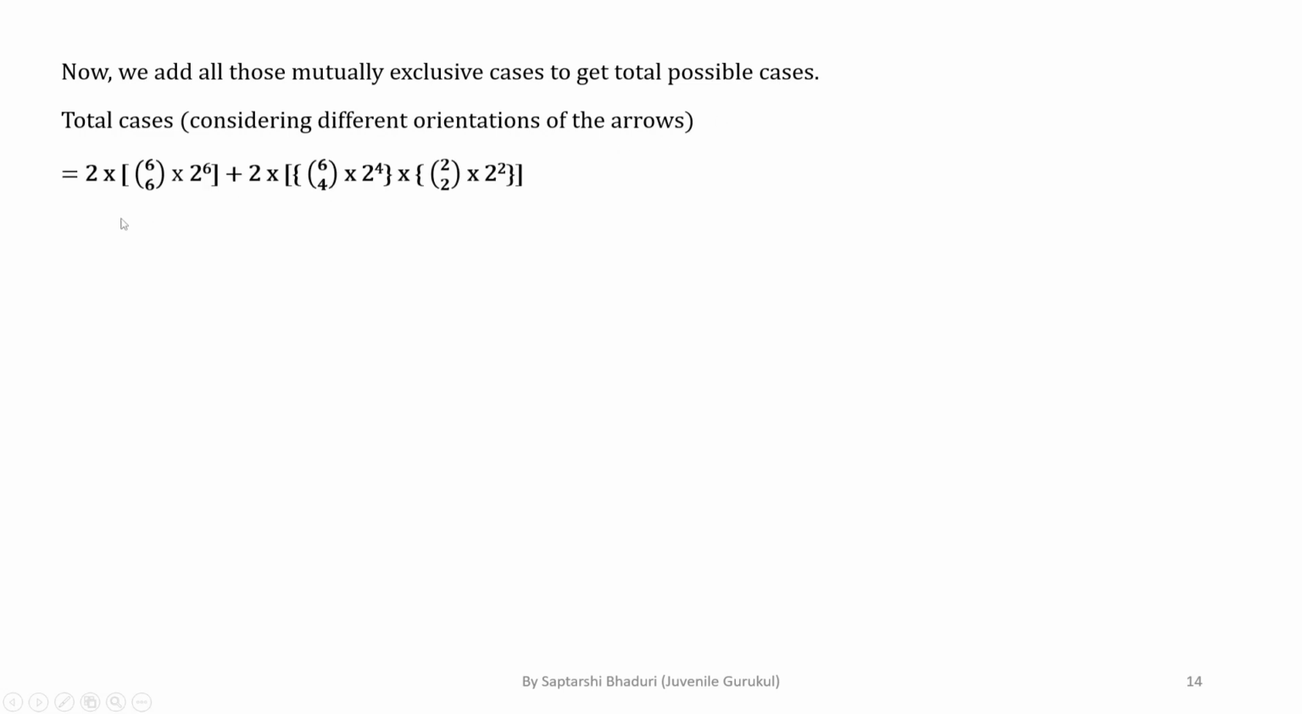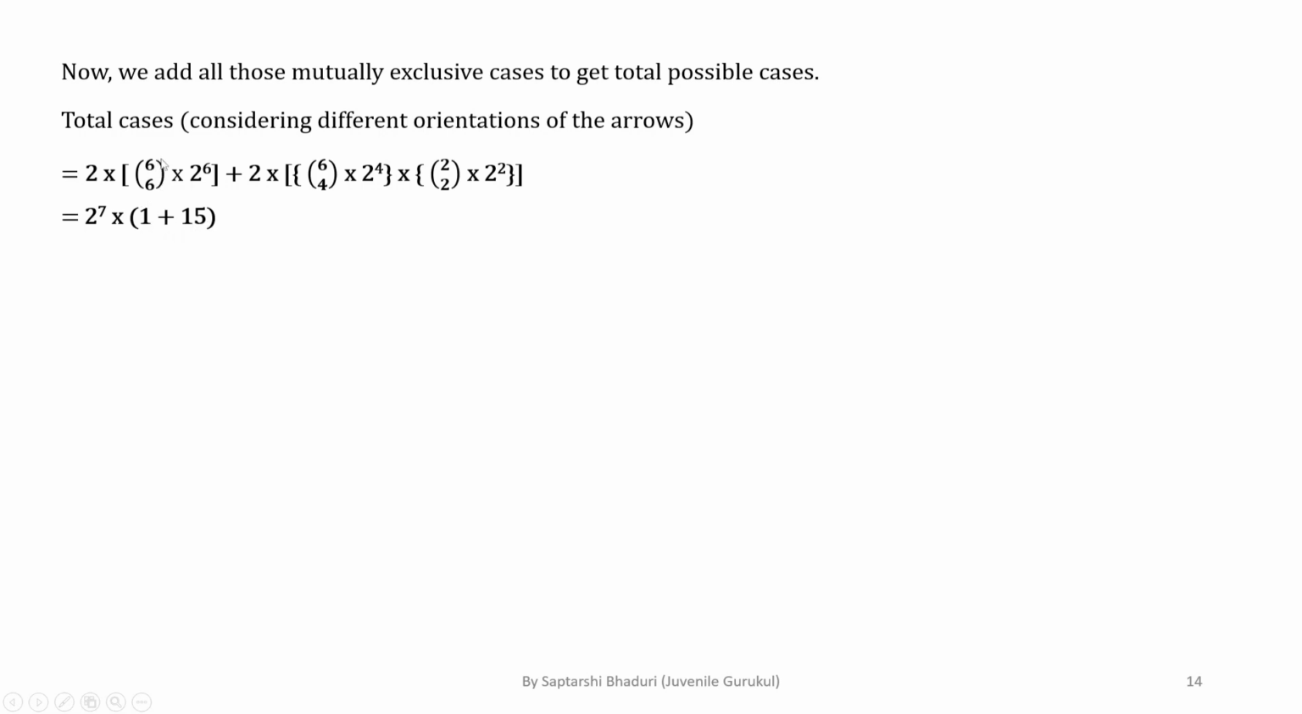Now we add all those mutually exclusive cases to get total possible cases. These mutually exclusive cases are all cases, so we are adding them to get the total number of permutations. The total cases considering the different orientations of the arrows are 2 times 6 choose 6 times 2 to the power 6 plus 2 times 6 choose 4 times 2 to the power 4 times 2 choose 2 times 2 squared. Now we are taking 2 to the power 7 as common, and we are left with 1 plus 15.